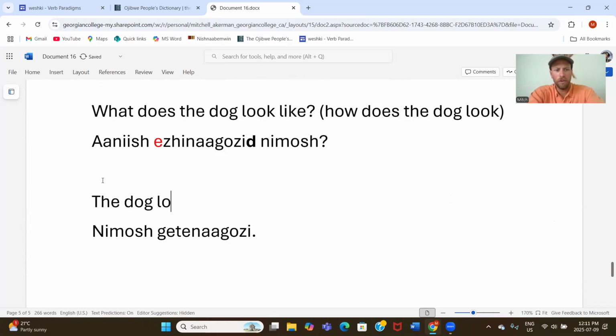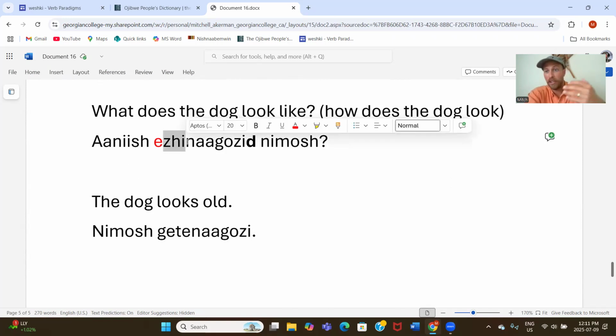The dog looks old. Okay, gete nagaze means he or she looks old. Ani shej nagaze namash. Oh, namash gete nagaze. Dog looks old. So again, when you're asking those how does he look? Anish, and somehow you're going to have to deal with ije.